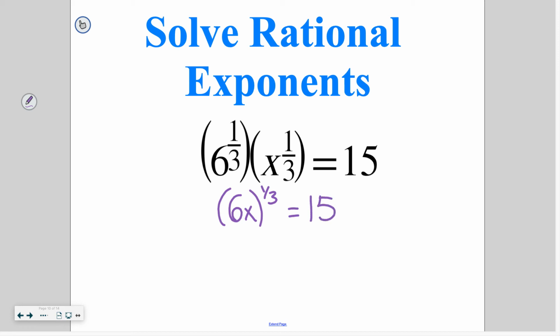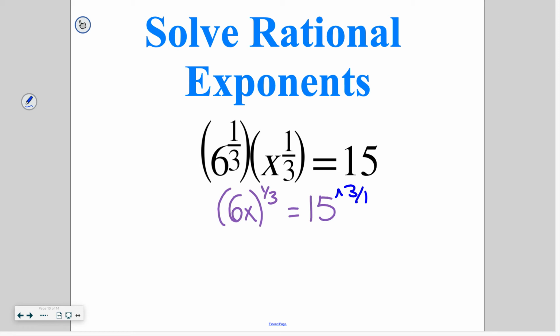Now, this is something we haven't dealt with yet, is how do I get rid of an exponent? In order to get rid of an exponent, you're going to take the opposite side to the reciprocal power.